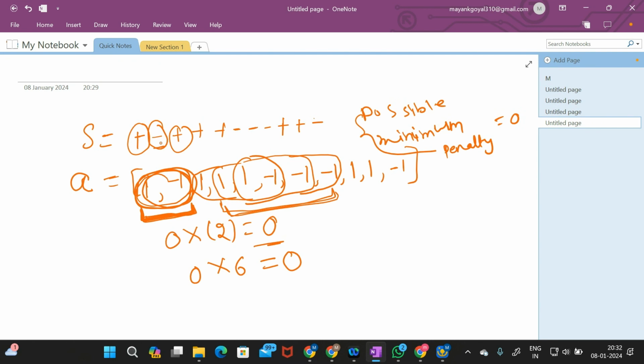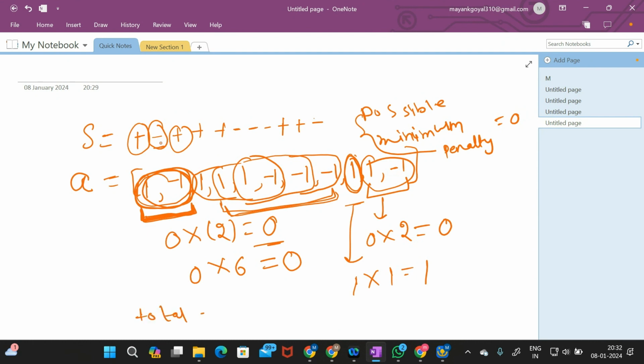If we take these two, this is also 0 and 1 is remaining. So for this the penalty is 0 cross 2 equal to 0, and for this the penalty is 1 cross 1, equal to 1. So here the total penalty is 0 plus 0 plus 1 plus 0 equal to 1. So our answer is 1.